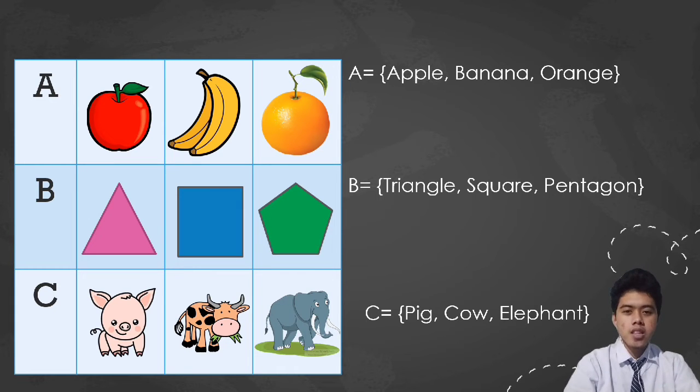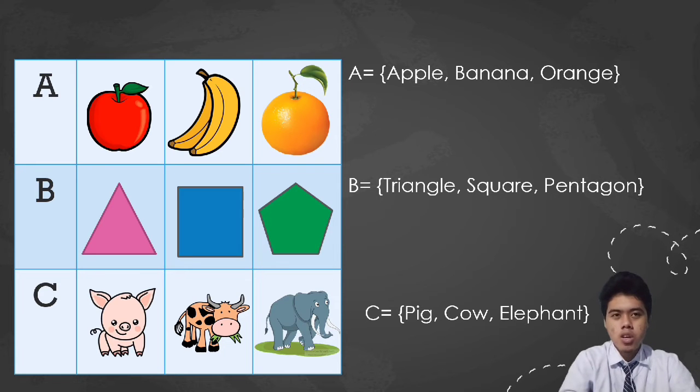So, in our group A, we have apple, banana, and orange. In our group B, we have triangle, square, and pentagon. And in our group C, we have pig, cow, and elephant. The question is, can we group triangle in group A? Can we group orange in group B? Or maybe we can group orange in group C? What do you think?